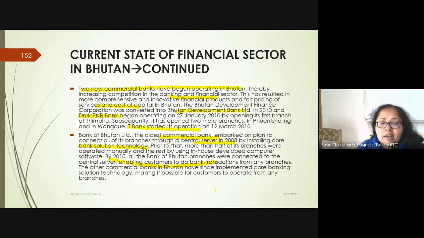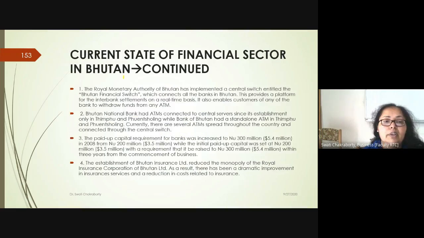So the other commercial banks in Bhutan have since been implementing core banking systems, making it possible for customers to operate from any branch. Started by BOB, and then today we have it for all other banks also, right? So the Royal Monetary Authority of Bhutan, that's the Central Bank of Bhutan, has implemented a central switch called the Bhutan Financial Switch, which connects all the banks in Bhutan. It provides a platform for interbank settlements on a real-time basis. It also enables customers of any of the banks to withdraw funds from any ATM.